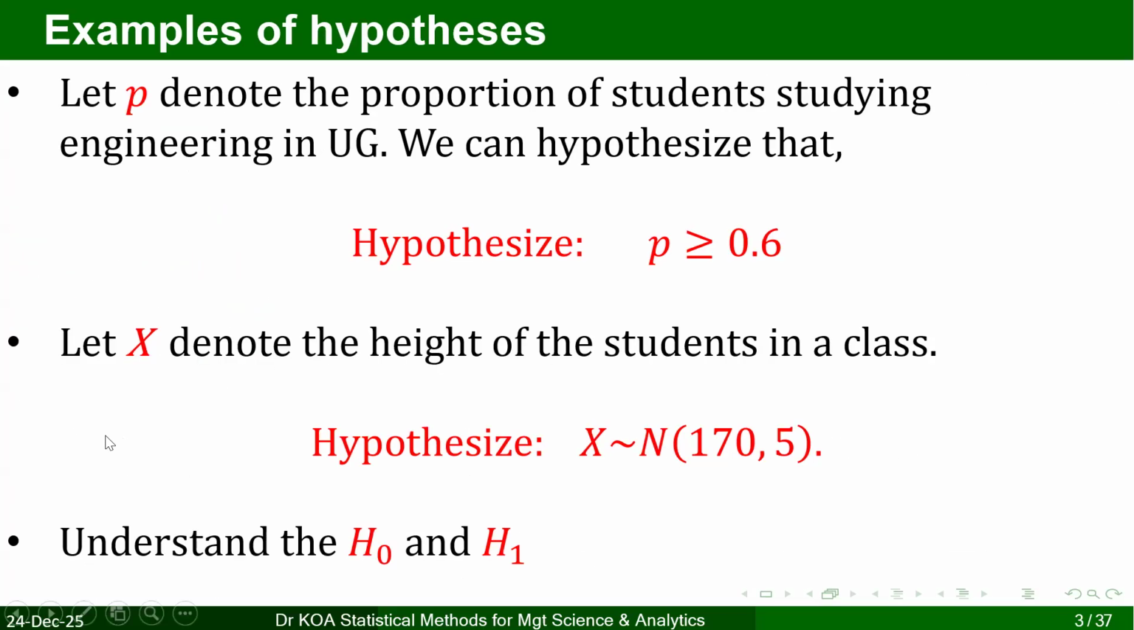Let me just pause this and show you something. Something I wanted to show is not yet shown. Who has another example of the null and alternative? Any other example of the null and alternative apart from this?